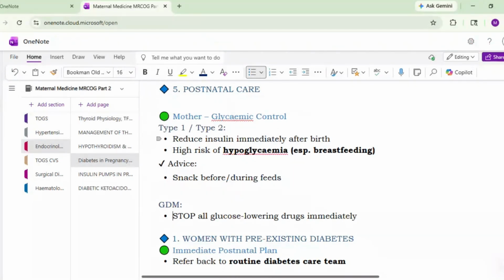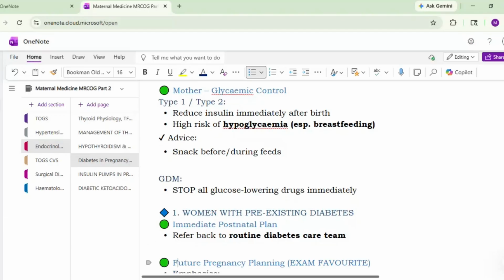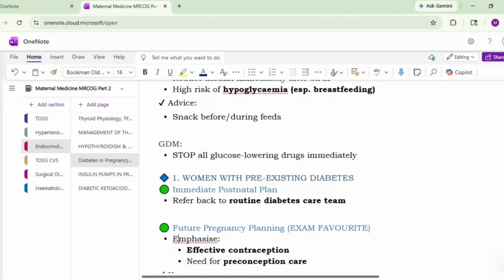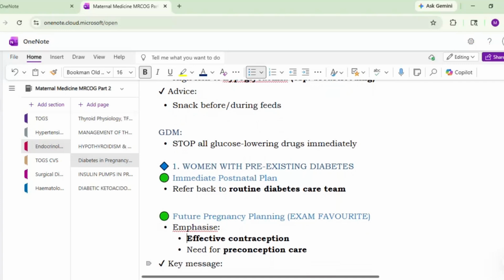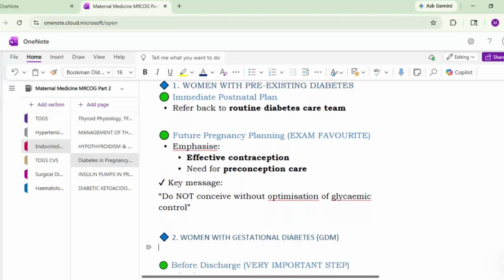Here, we will reduce insulin. Here we will stop our glucose lowering drugs. Okay. So women with pre-existing diabetes, their immediate postnatal plan will be to refer back to the routine diabetes care team. For future pregnancy planning, we need to emphasize contraception, the need for preconceptional care, and the key message: do not conceive without optimization of the glycemic control.